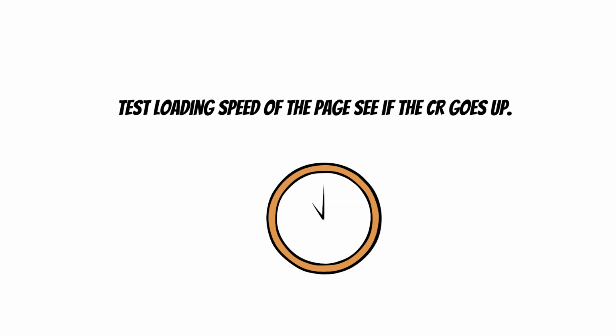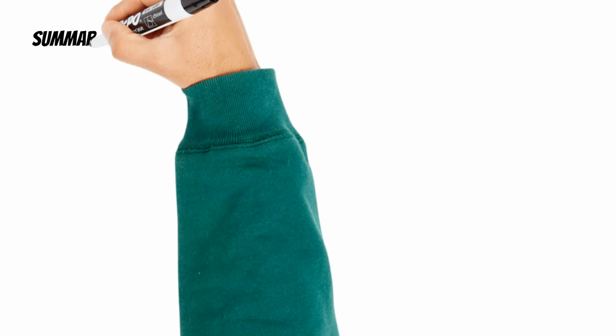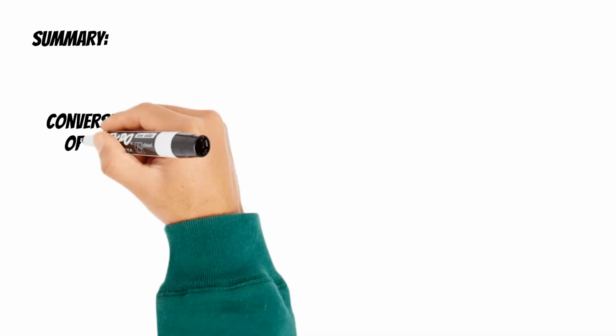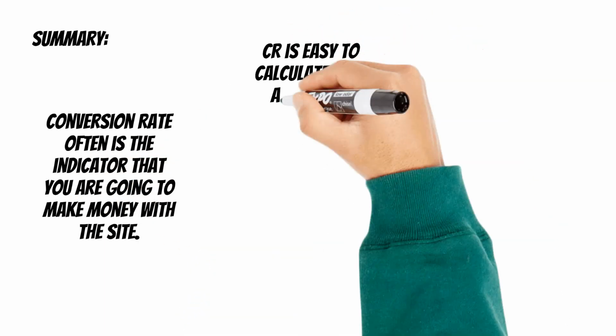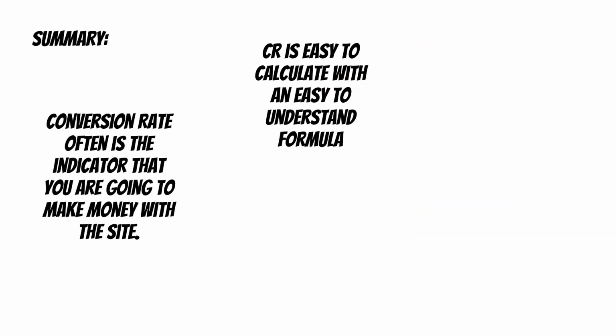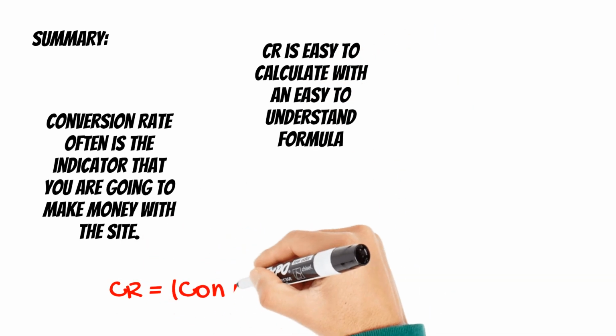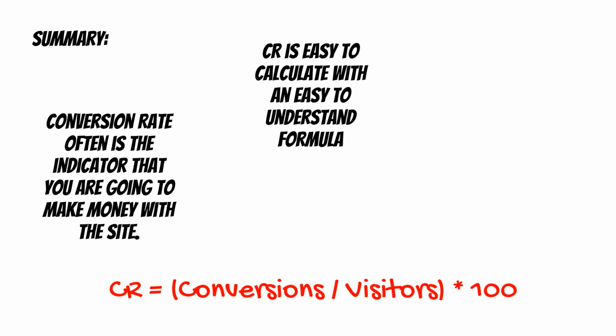In summary, the conversion rate, CR, often is the indicator that you're going to make money with the website. The CR is an easy to calculate, easy to understand formula. CR equals conversions divided by visitors times 100. Use your CR monitoring to improve your web pages.